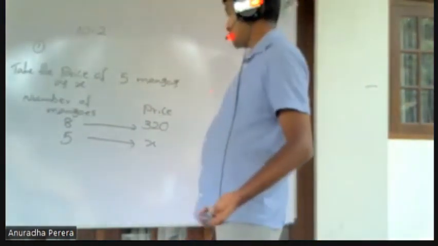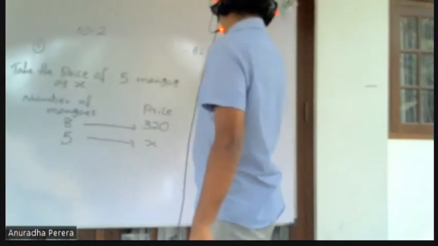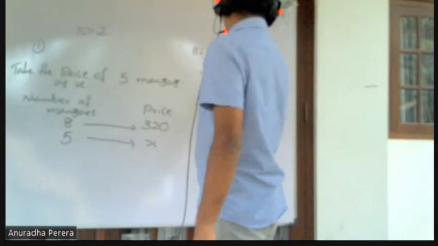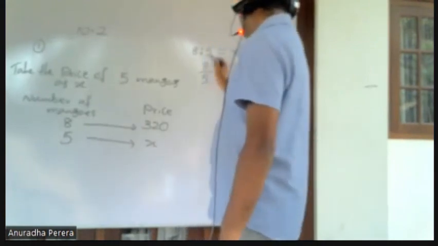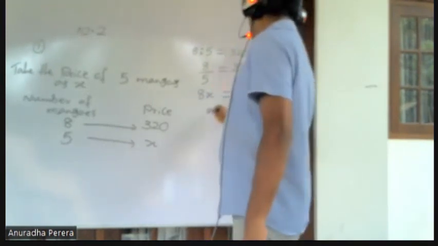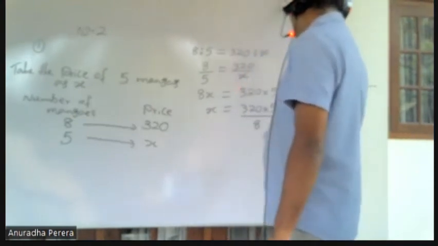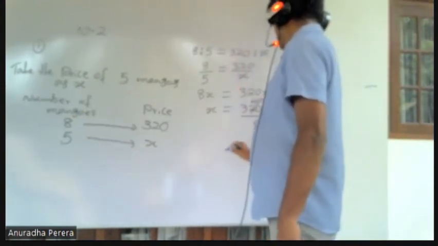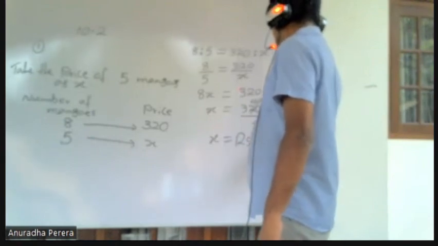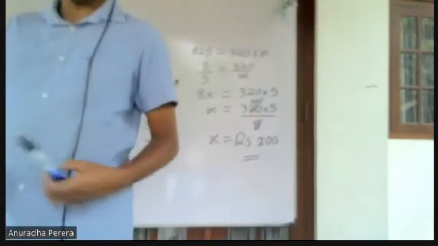Then consider the ratio between number of mangoes 8 is to 5. Ratio between the price 320 is to x. 8 over 5 is equal to 320 over x. Take the cross product, 8x = 320 into 5. Then x is equal to 320 into 5 over 8. Right? What is the answer, son? 200 rupees. The answer is 200 rupees.